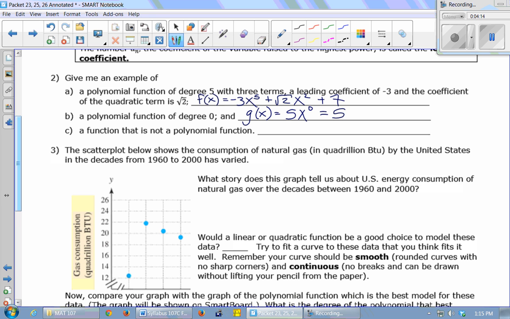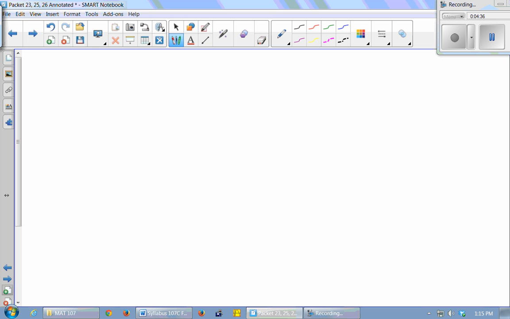How about a function that's not a polynomial? X to the 3rd is a polynomial. Yep. Square root x. So what makes square root x not a polynomial? Okay, so square root x versus x cubed. X cubed is a polynomial, right? It's just that all the other terms have 0 coefficients, right? So I would write plus 0x squared plus 0x plus 0. Now it looks like a polynomial.